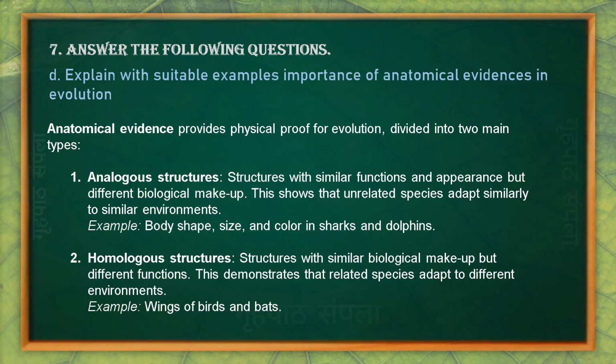2. Homologous structures. Structures with similar biological makeup but different functions. That shows related species adapt to different environments. Example, wings of birds and bats.